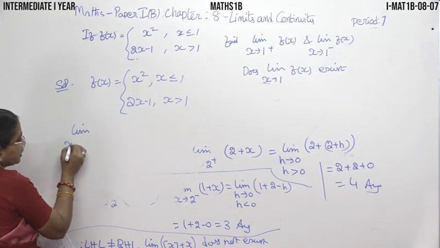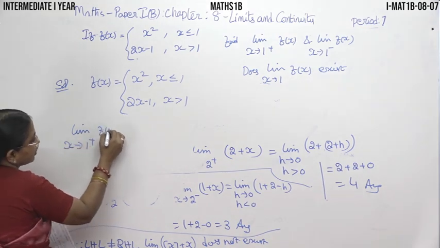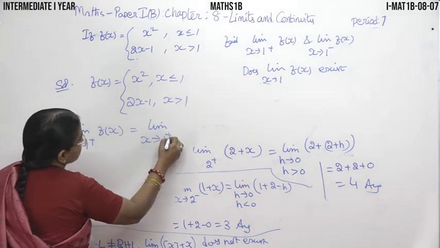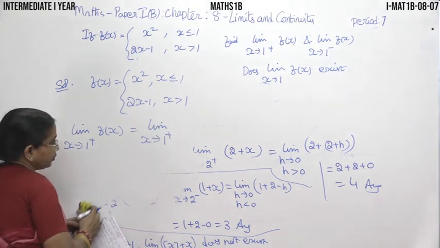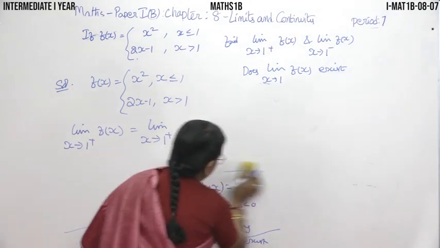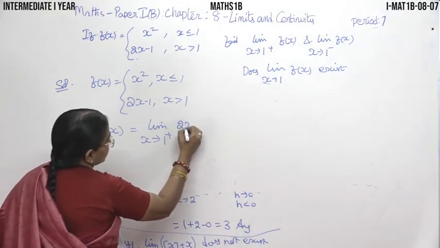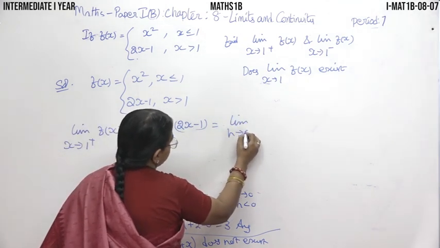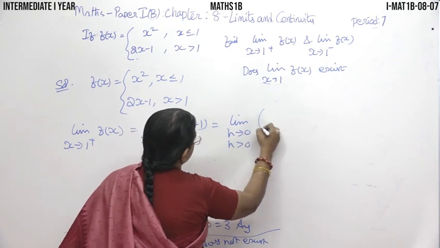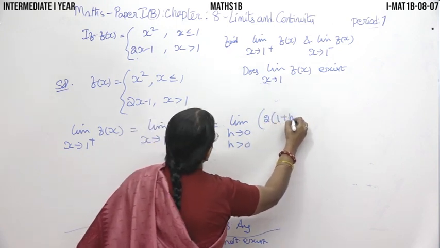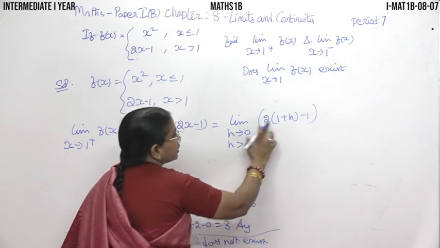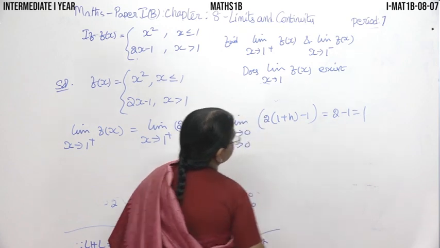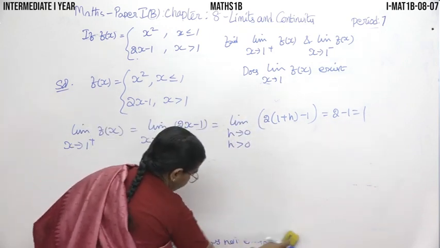So therefore, limit x tending to 1 plus of f of x. 1 plus means x greater than 1. When x is greater than 1, I should write 2x minus 1. So I should change to h tending to 0, h greater than 0, of 2 into 1 plus h minus 1. Now substitute h as 0. So 2 minus 1, that is 1. So the right limit is 1.